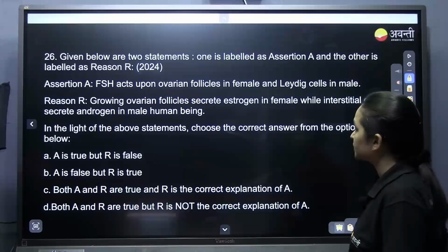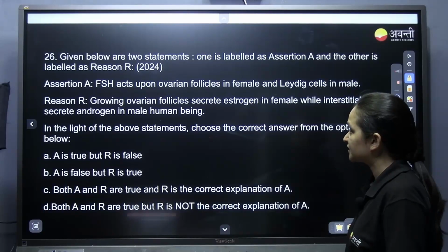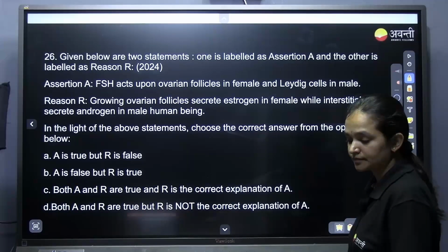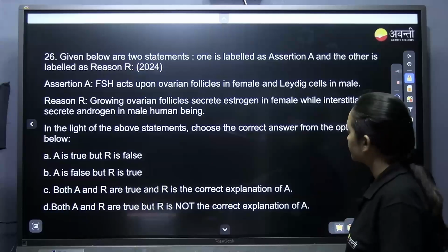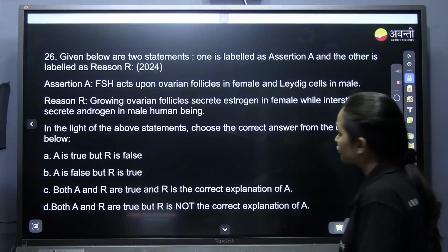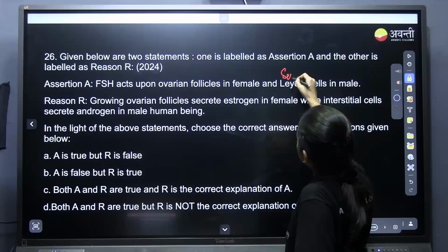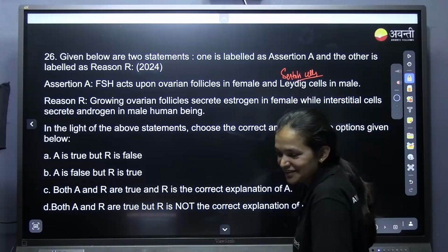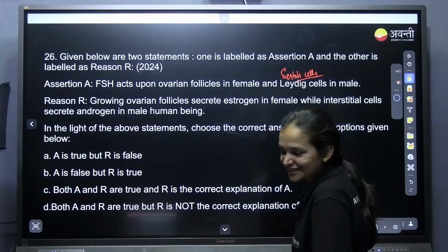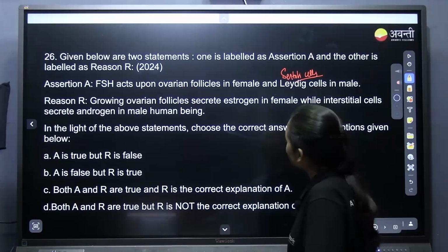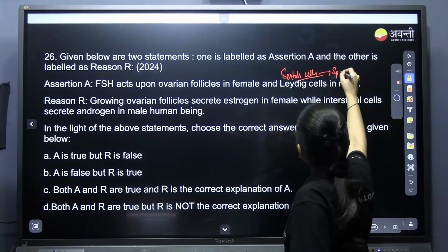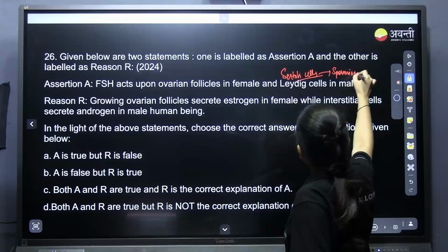Given below are two statements. FSH acts upon ovarian follicles in female and Leydig cells in male. FSH acts on Sertoli cells in male. FSH acts on Sertoli cells. Helps in spermiogenesis.